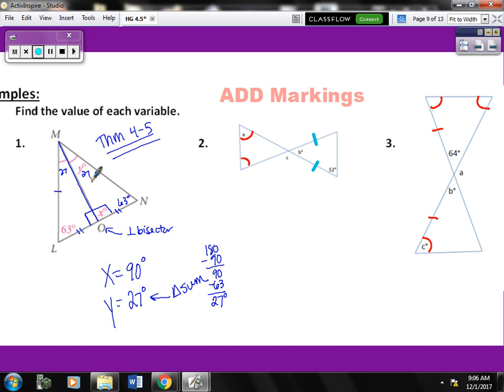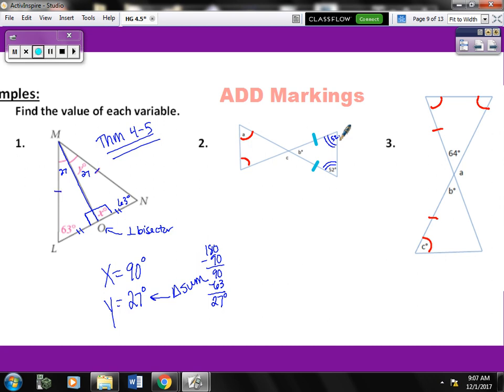Okay. Now the next one we have some markings we added in. Again, you always want to start with your isosceles triangles. So if I know that these two sides are congruent, then I know that the angles across from them also have to be congruent, the base angles of the isosceles triangle. So if this is 52, this is also 52.